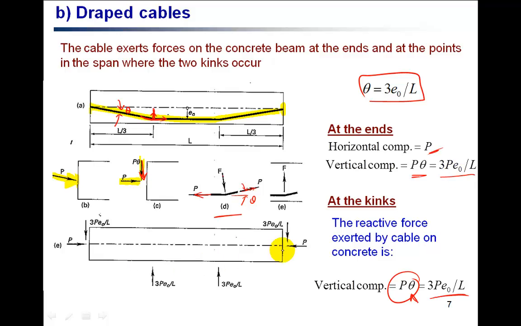Now you can draw the action of forces on the concrete beam. At both anchors, there will be the horizontal force P and the vertical force 3 P e naught over L acting downward. And at the kink points, there will be upward forces of 3 P e naught over L each.